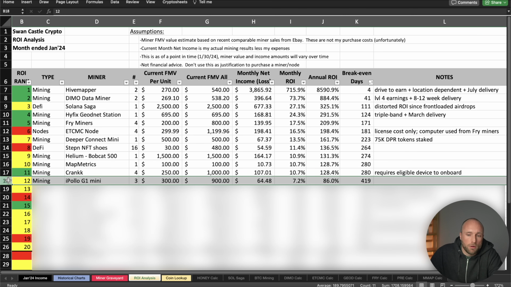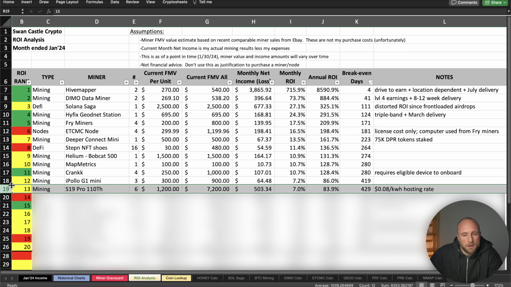Number 12, the iPollo G1 Mini. The ROI time is getting a little long here in terms of break even. You're looking at over a year, but this has also been a great device for me, so I can't complain about that.